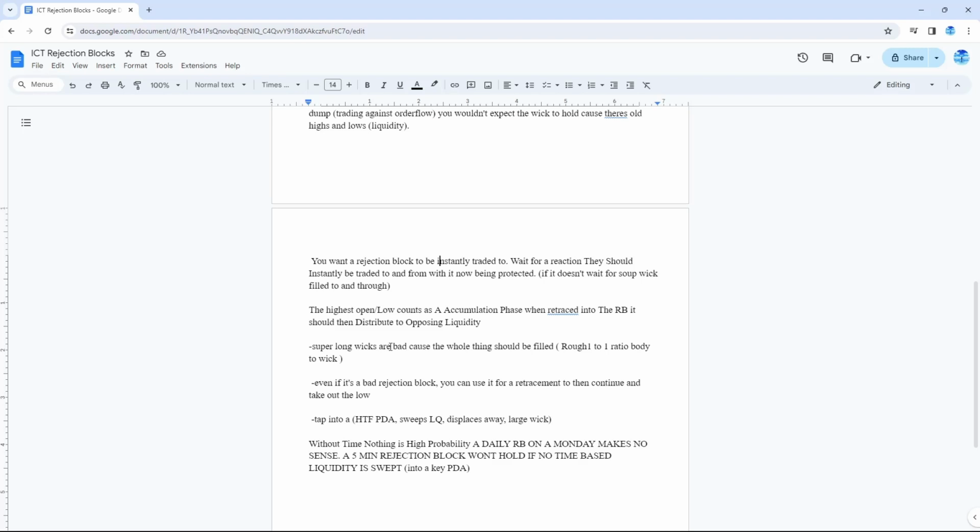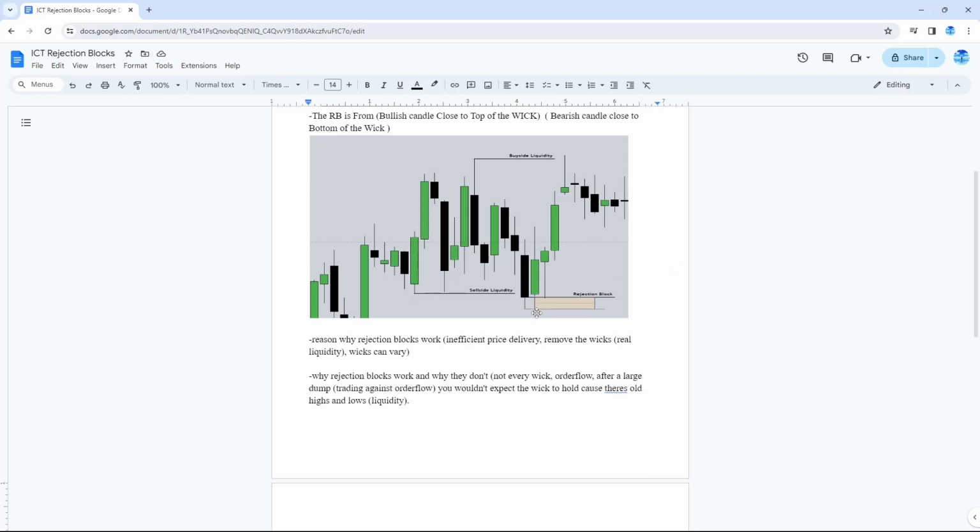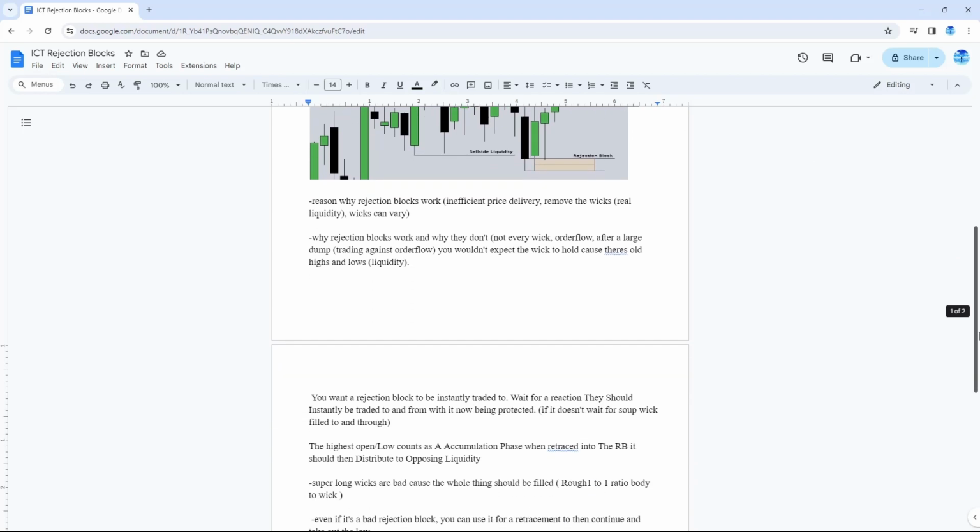You want to have a decent ratio of a 1-to-1 body to wick ratio. Okay, and as we see in this example, it's not a perfect 1-to-1, right? But we aggressively hit our key area, closed, and then with the next candle, failure to close below, and even sweep the candle low, we instantly reacted and traded higher.